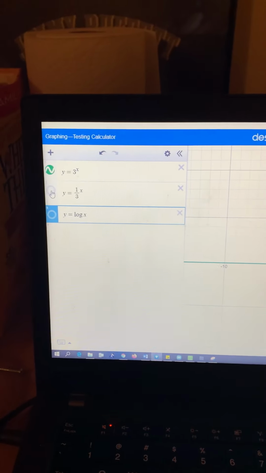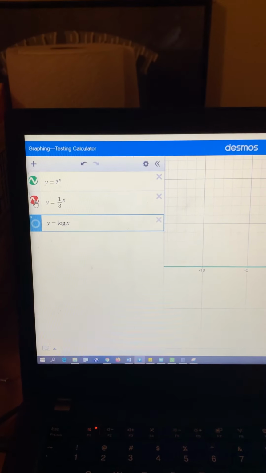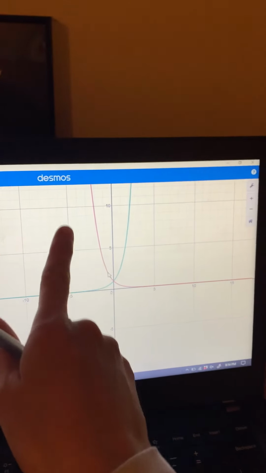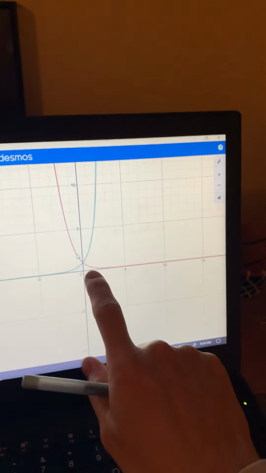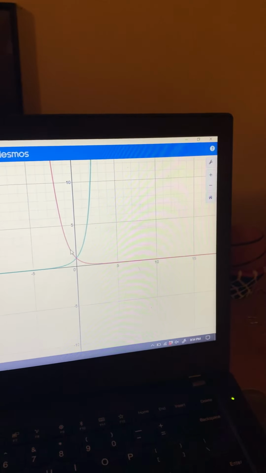A second function we can compare is y equals 1/3 to the x. This is now the red graph, and you can see it is a decay model as it's getting smaller, and it still has a horizontal asymptote.